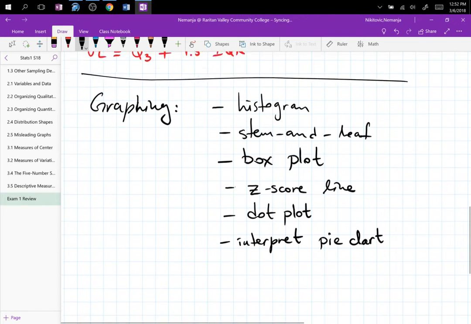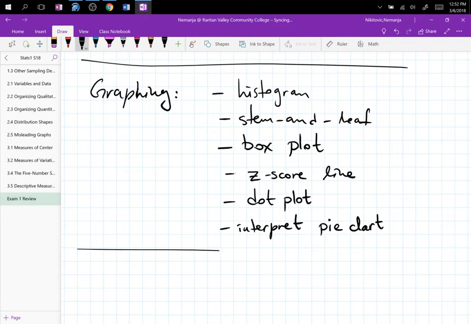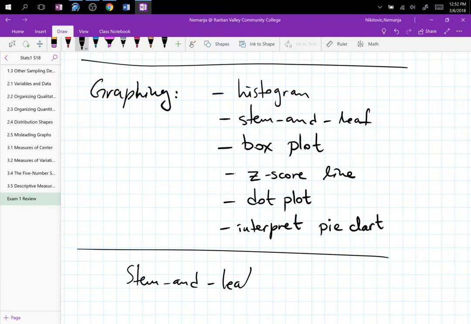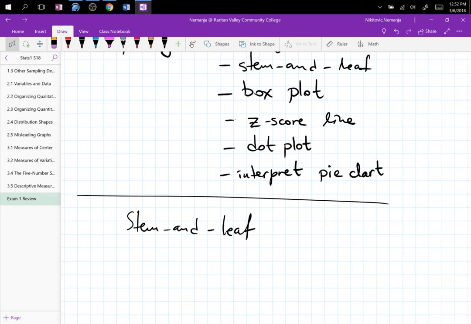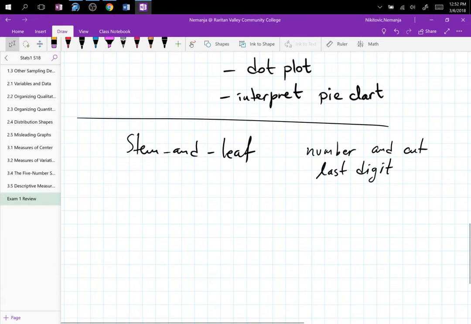So stem and leaf, if you recall, is going to take a number and cut the last digit. So if you have 3759, this part is stem, this part is leaf.